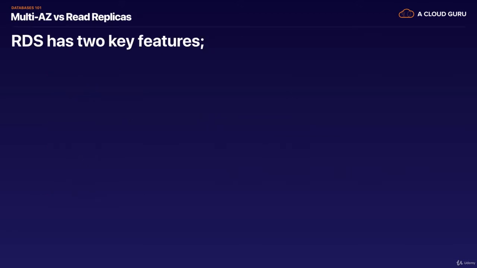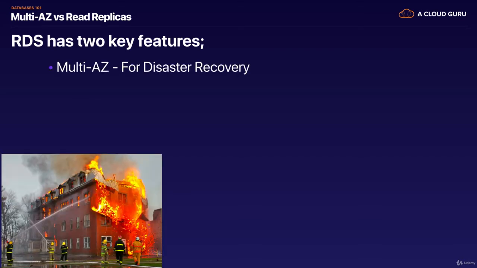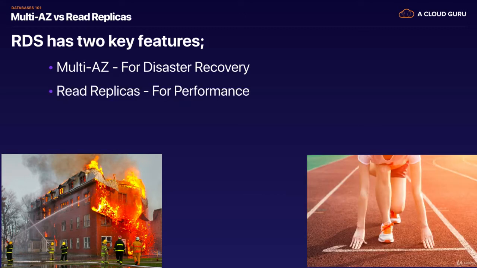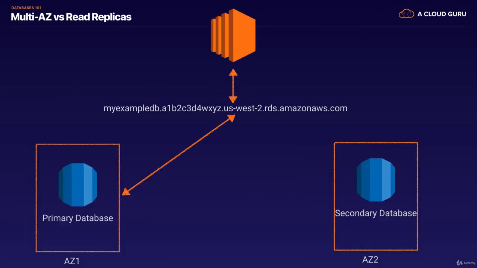The main thing you need to understand about RDS, or Relational Database Service, is it has 2 key features. We've got multi-AZ, which is for disaster recovery, and then we've got read replicas, which is for performance. So multi-AZ, disaster recovery; read replicas, performance. You will get all these different scenario questions asking whether you should be turning on multi-AZ or using read replicas. If you just want to spread your databases across multiple availability zones, then you want multi-AZ. Whereas if you're trying to boost the database's performance, you're going to go for read replicas.